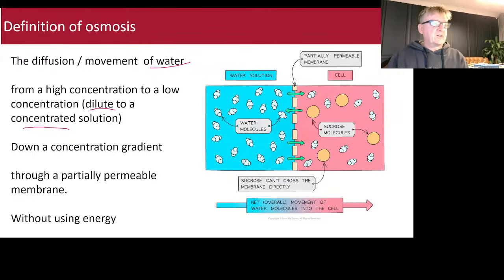If you think that when you've got a lot of water in something, so if you've got juice that's very dilute, it's got a lot of water in it. So it's going from dilute to concentrated, down a concentration gradient. So literally you've got a graph like that, high concentration, and then it goes down a concentration gradient, through a partially permeable membrane without using energy. And again, it's dead important.